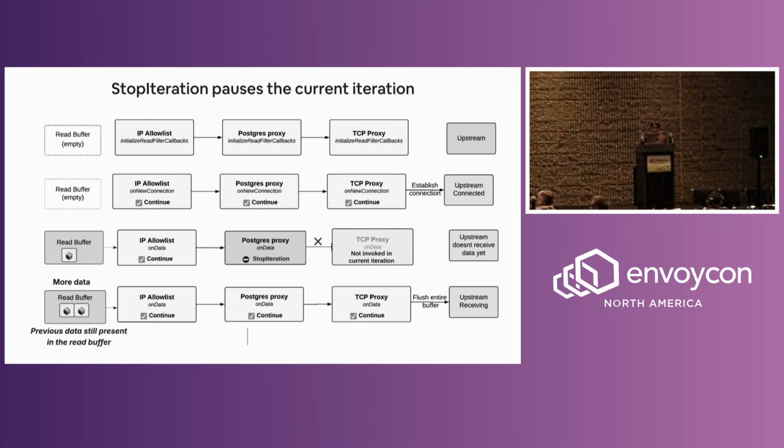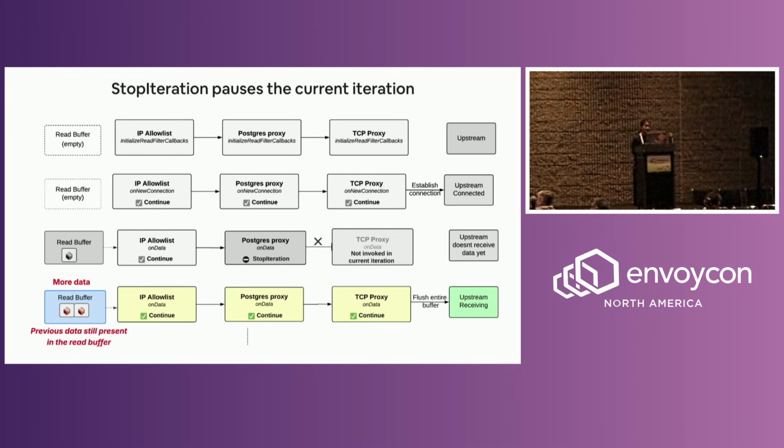And the next case we will see is of a filter returning stop iteration. In this case, the initialization and the on new connection happen normally. But now, when the first chunk of data arrives, the Postgres proxy is not satisfied. It returns stop iteration because it wants to wait for more data. In this case, you can see that the TCP proxy is not invoked in this iteration and upstream doesn't receive this data yet.